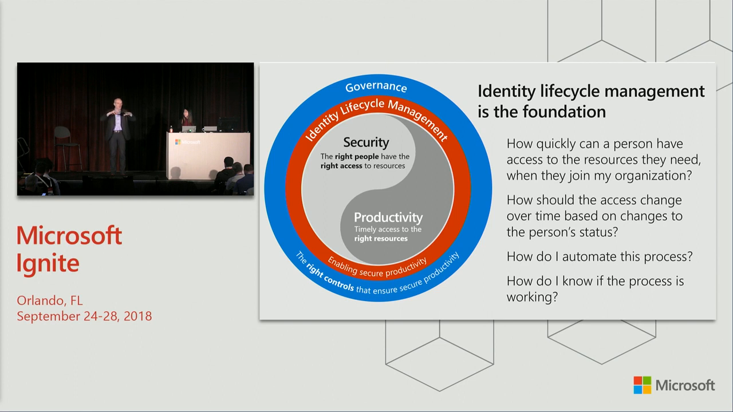So how quickly can a person get into your organization, be productive, get their work, begin to interact with themselves, with their teams, with their partners and others? How should that change based on their changes in their status or their role, right? How's that process automated, and how do I know if the process is working, right? So this is really the identity and access lifecycle that we're going to be talking about today.